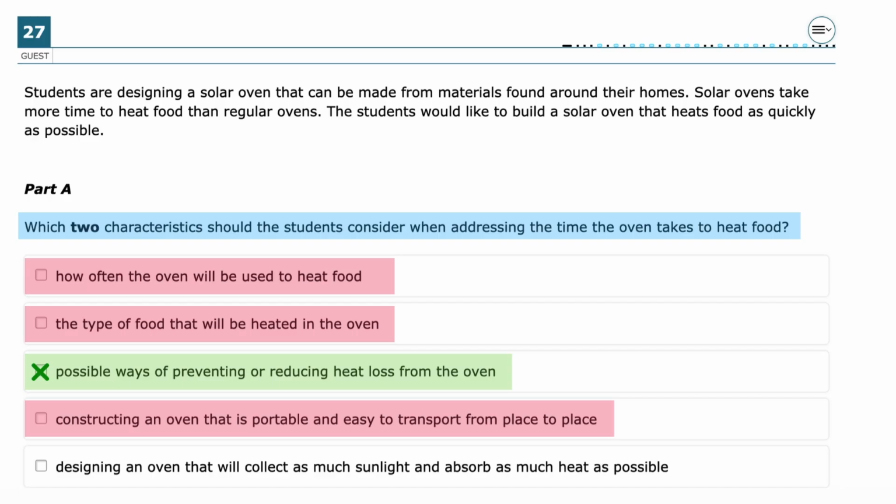Constructing an oven that is portable and easy to transport from place to place. Portability is a good feature, but it doesn't help with heating speed. Designing an oven that will collect as much sunlight and absorb as much heat as possible. This is also important. The more sunlight the oven can capture and absorb, the faster it will heat up.